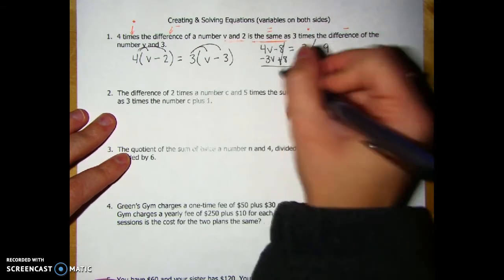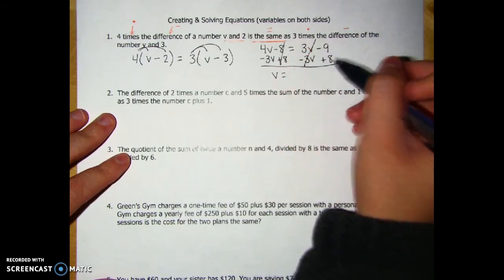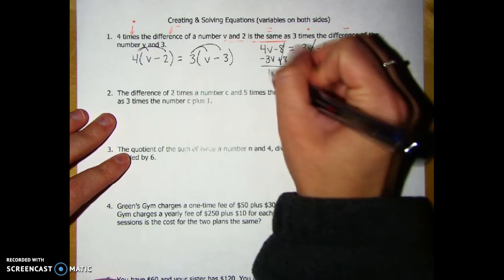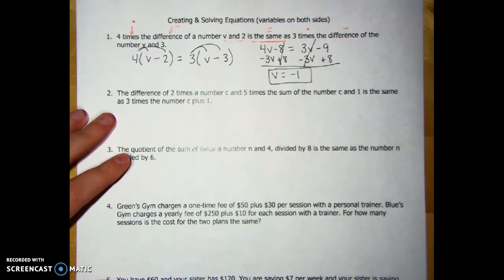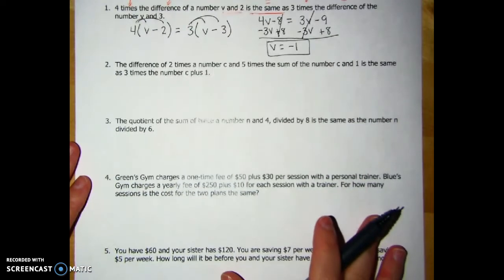4v minus 3v is just v. And then negative 9 plus 8 is negative 1. And there's my answer. I don't have to answer this one in a sentence. Okay, let's look at the next one.